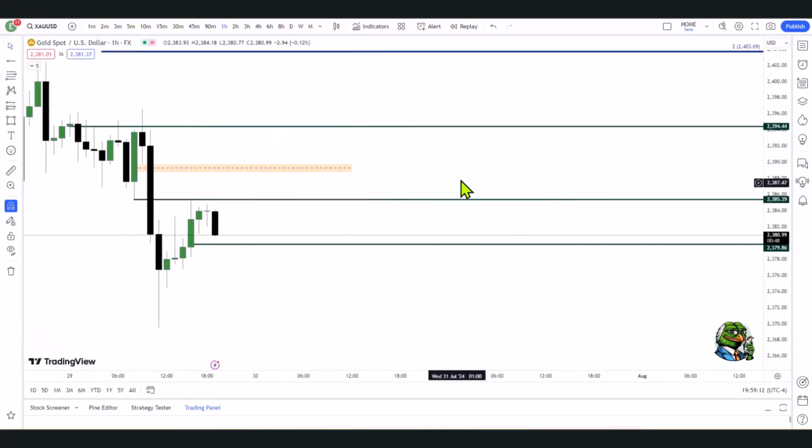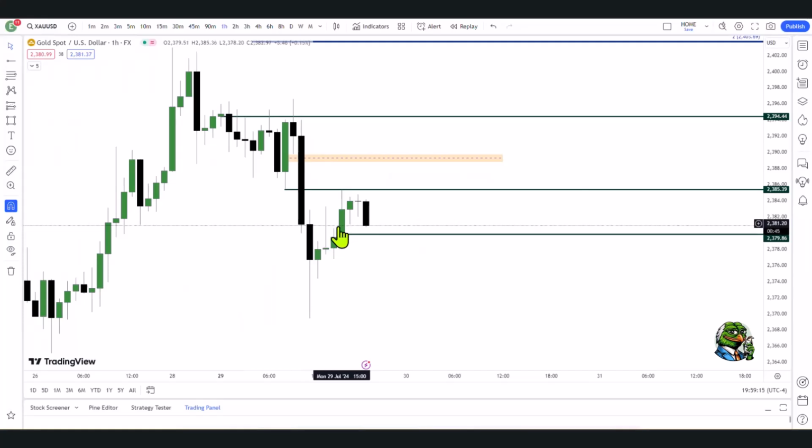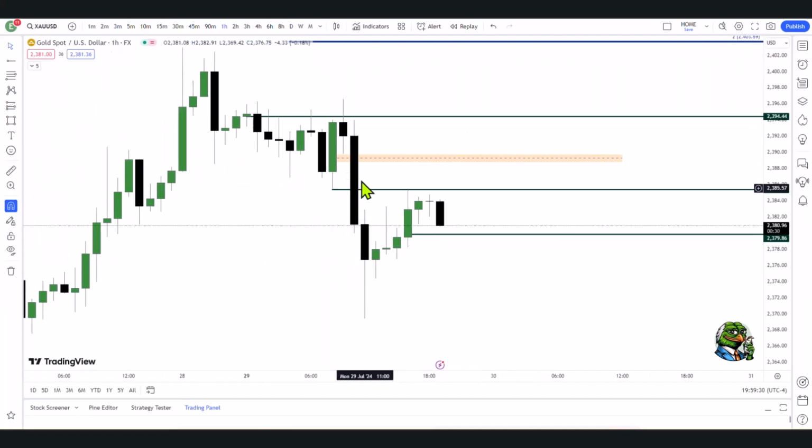I'm looking at this fair value gap that we've come into on the 1 hour chart. We've also come into this order block, the 1 hour order block. And so I'm going to take a long, a scalp long trade. I want to see if we can get back up and come into this fair value gap that's open. So I'm looking for a move up to 2390.